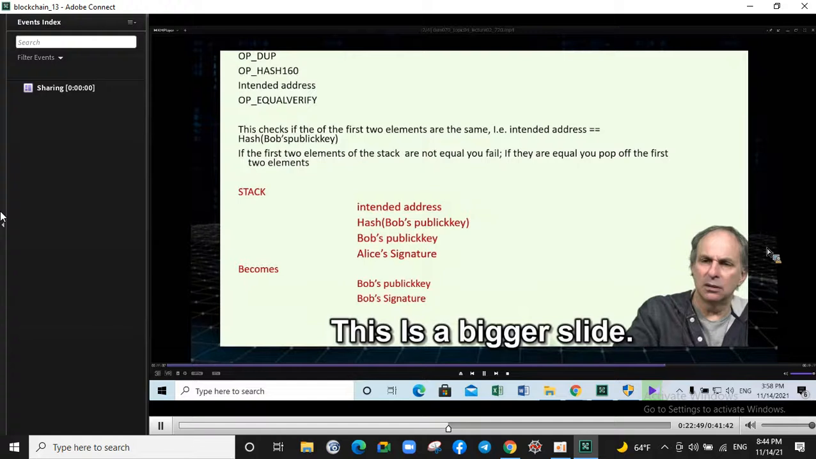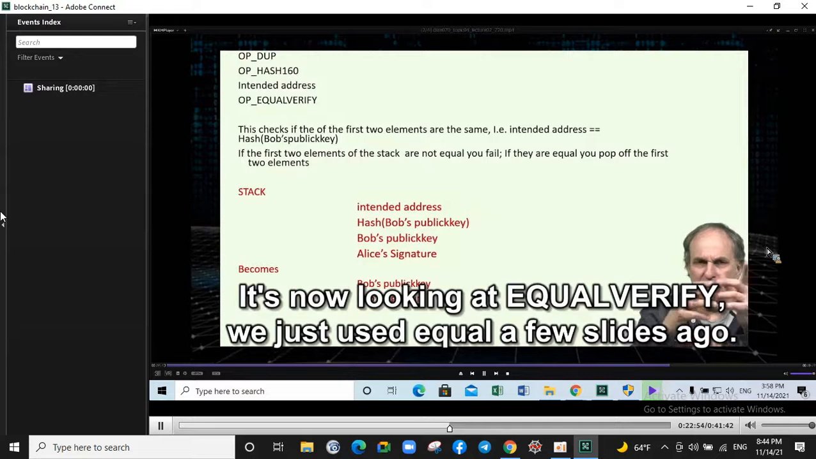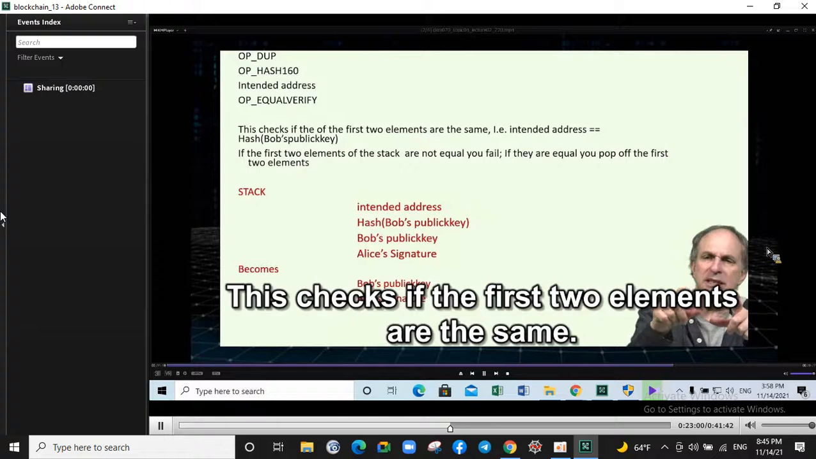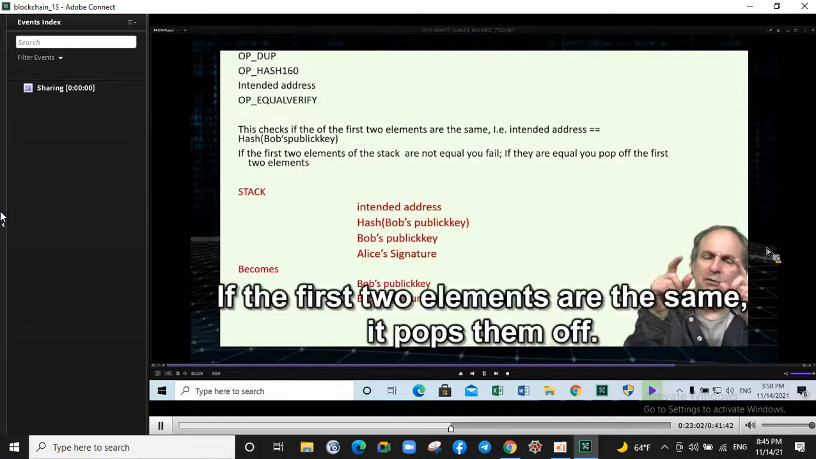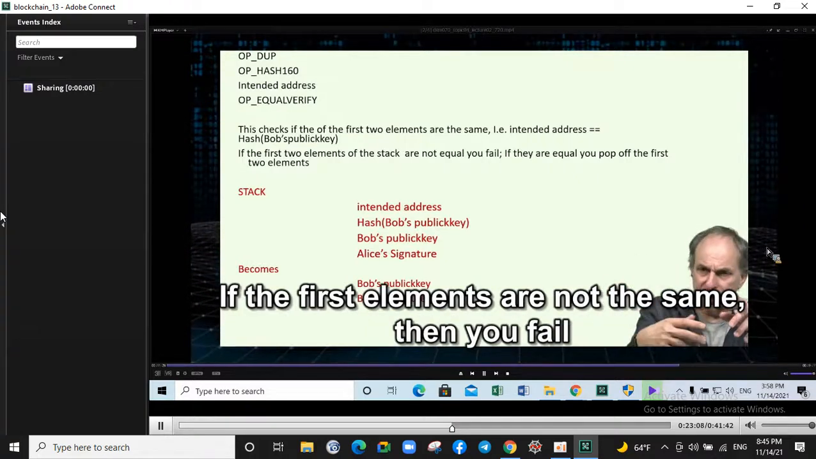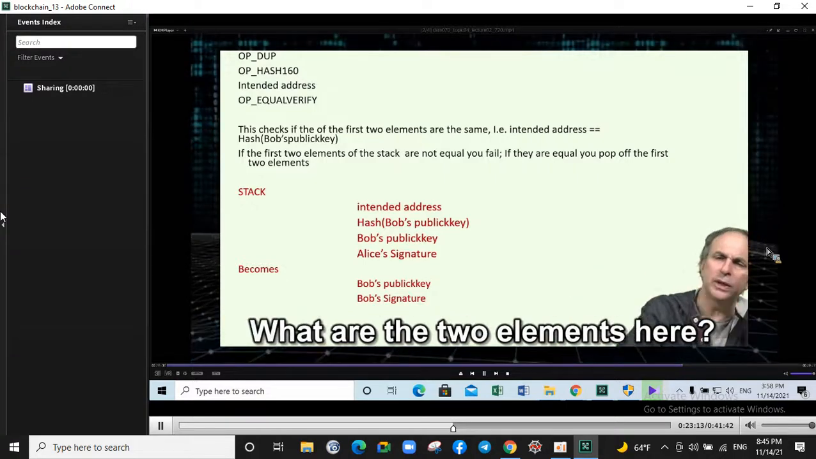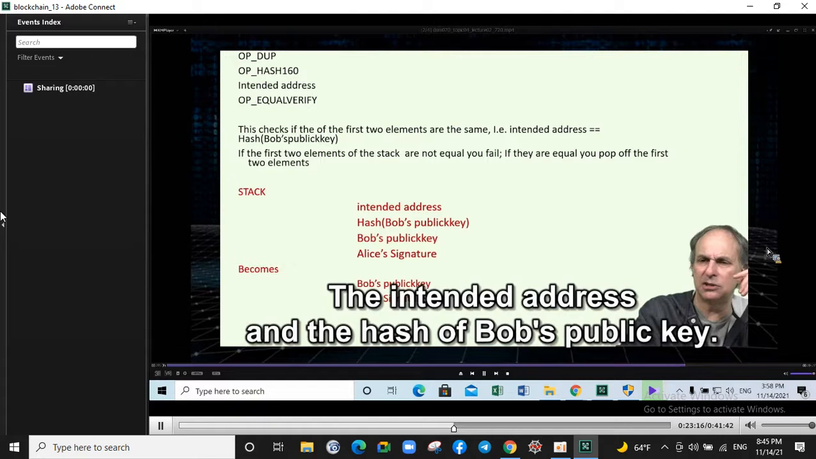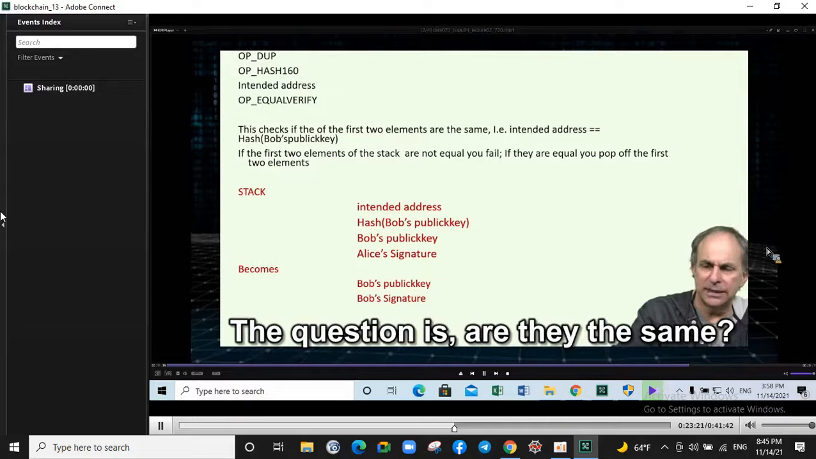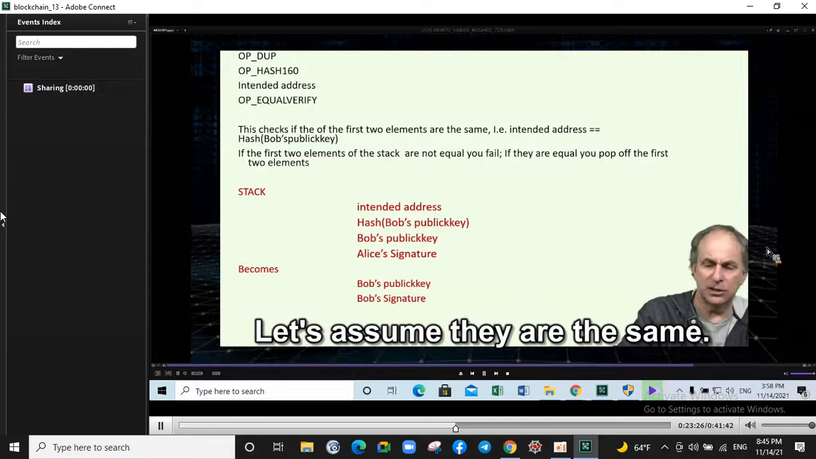Okay, this is a bigger slide. It's now looking at EQUALVERIFY, which is like the equal I used a few slides ago. This checks if the first two elements are the same. If the first two elements are the same, it pops them off. If they are not the same, then you fail, and that's the end of this. So what are the two elements here? They're the intended address and the hash of Bob's public key. So the question is, are they the same? If they are the same, we just get rid of them and keep going. So let's assume they are the same.